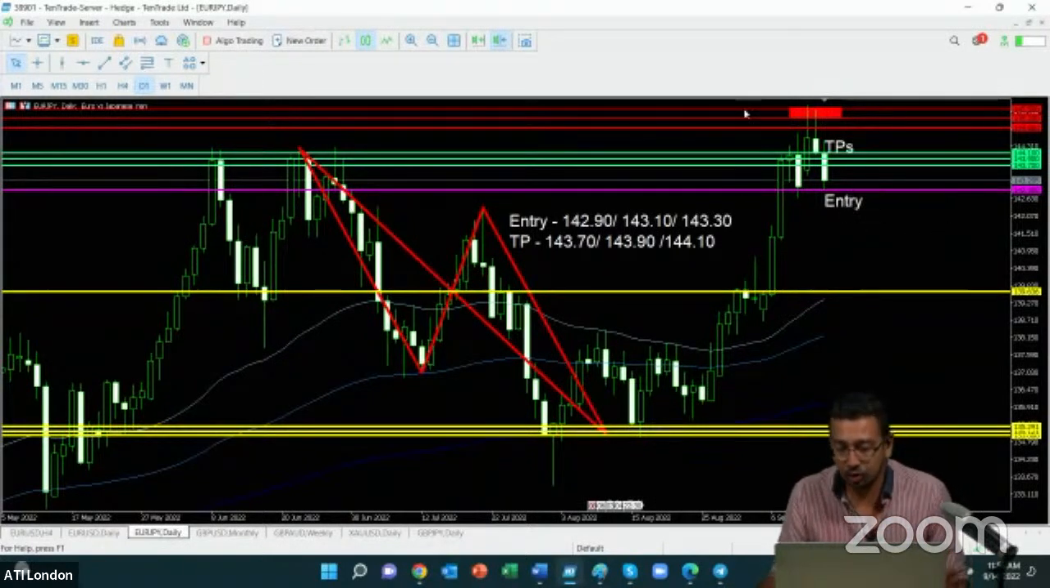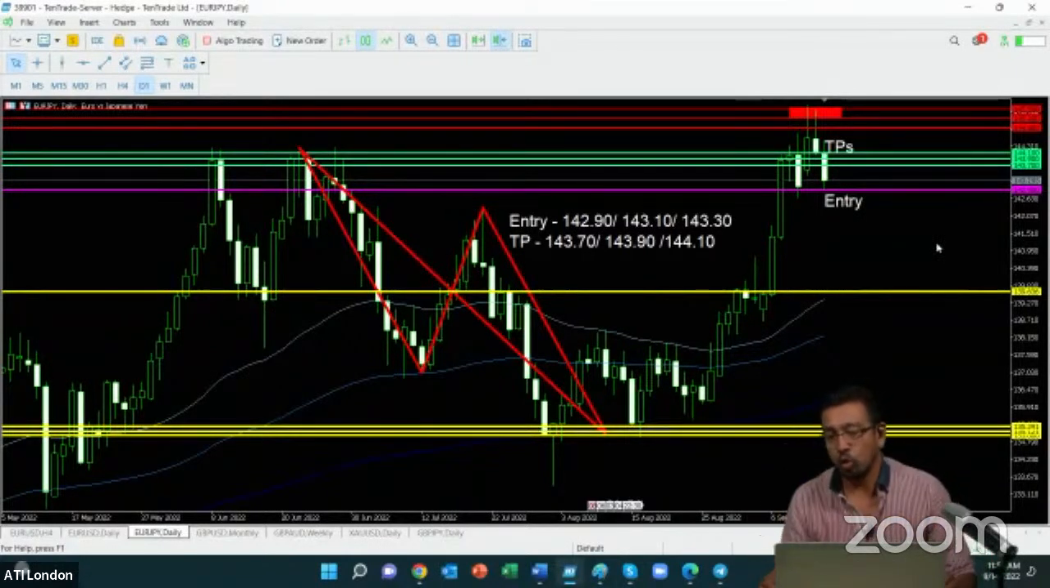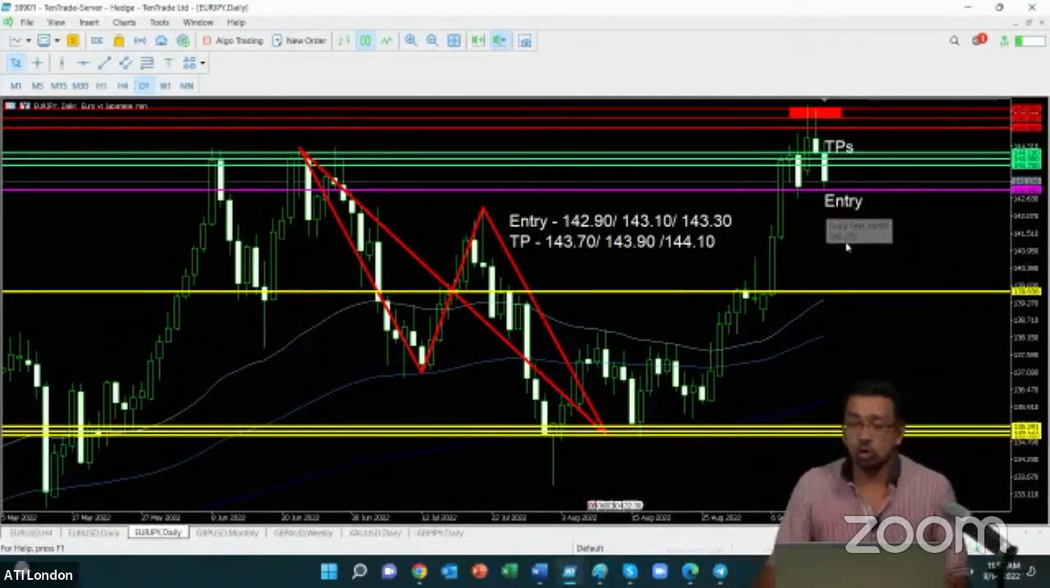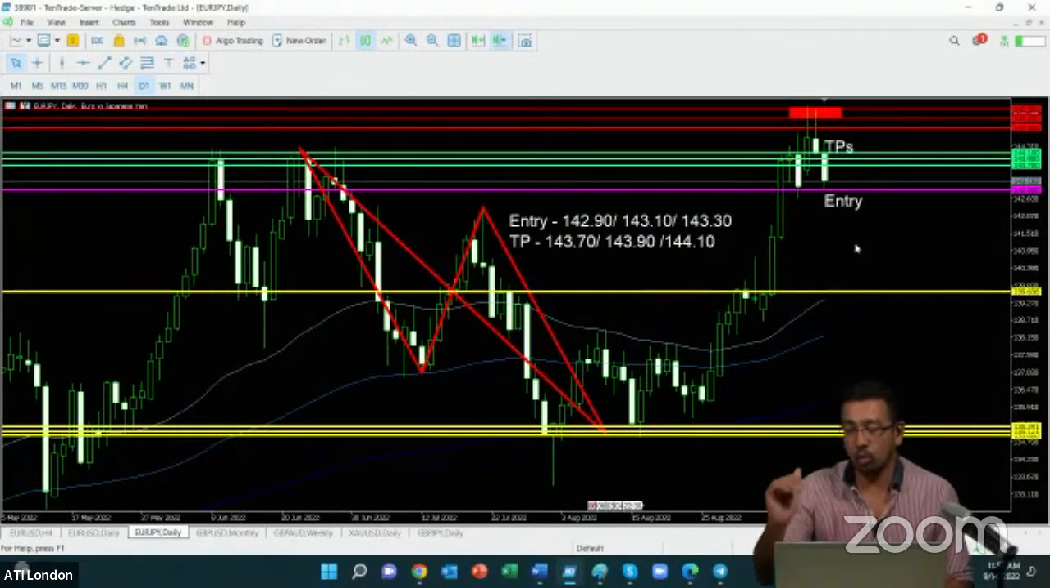It's based on the daily chart that we're looking at, and it's probably best if we're looking at the potential selling to only take place after it has broken out of this purple line at 142.90. So ideally you can sell either at 142.90 or 142.70, which is under the 142.80 psychological number.